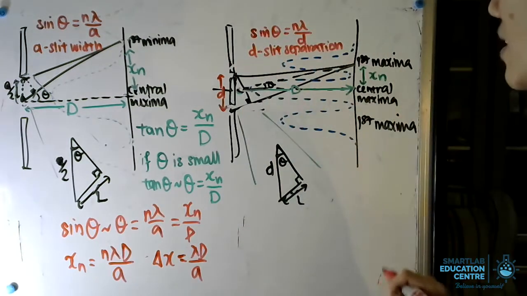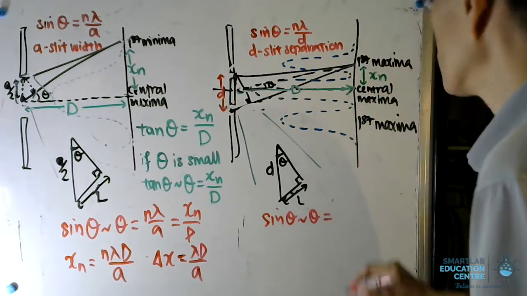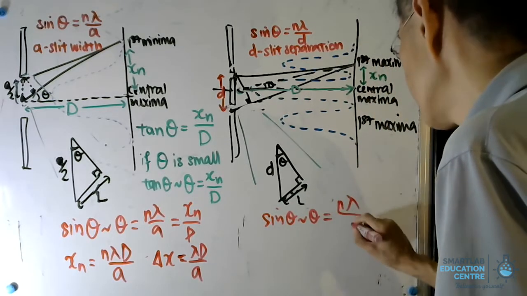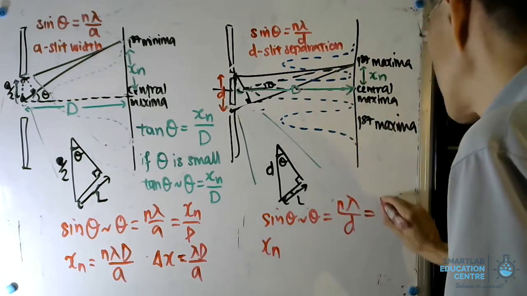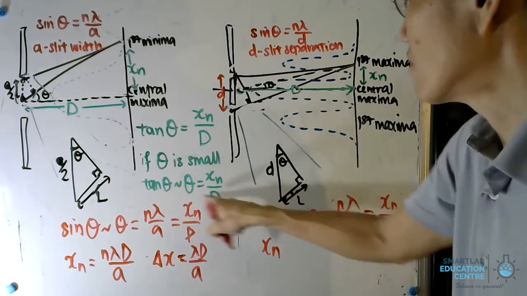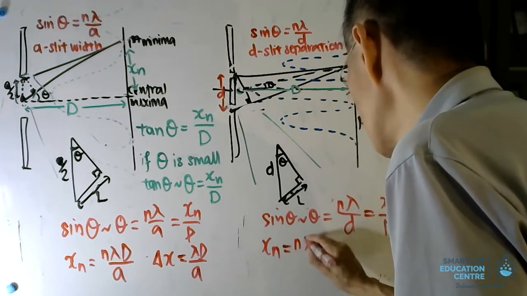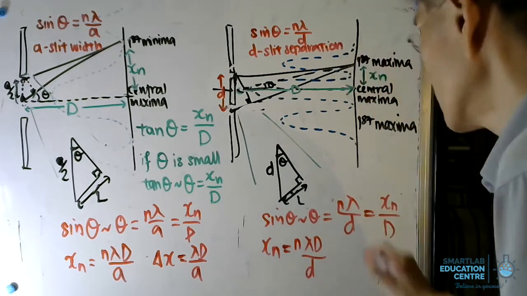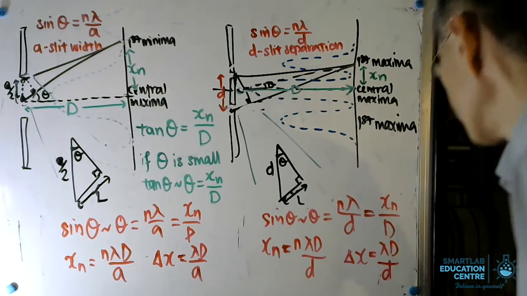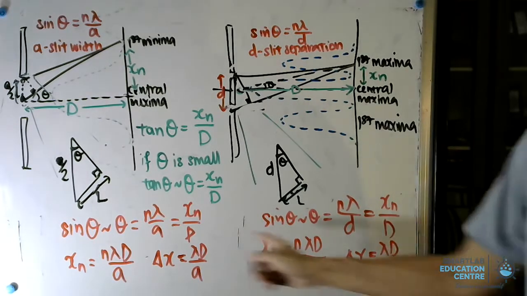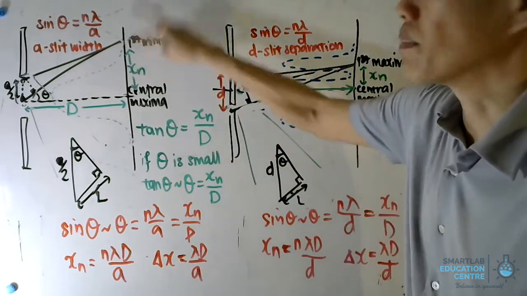Let's now take a look at the double slit. For the double slit, in the same vein, sine theta is approximated by theta, which is now equal to n lambda over d. So xn is actually equal to xn over D. In the same vein, we're using this expression to place down here. So xn now is actually n lambda D over d. So in this case, the fringe separation is lambda D over d. All right. So these are the two expressions that allow you to find the fringe separation between the minima.